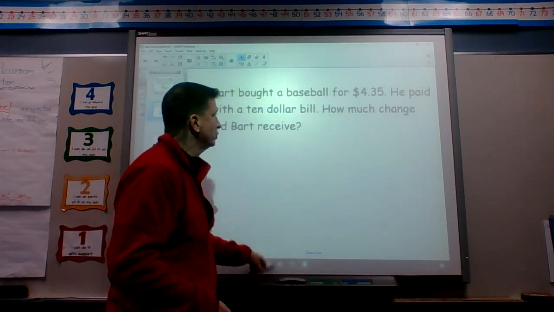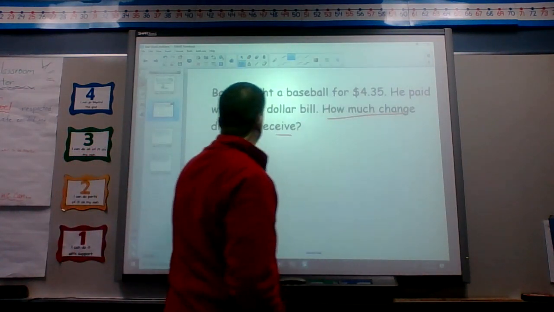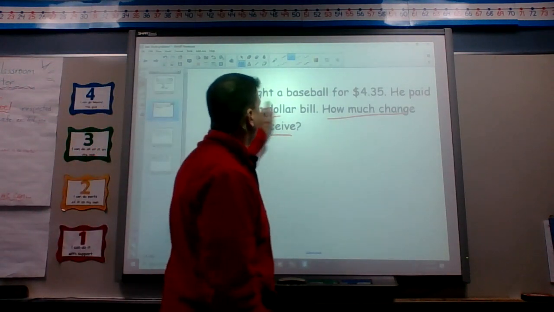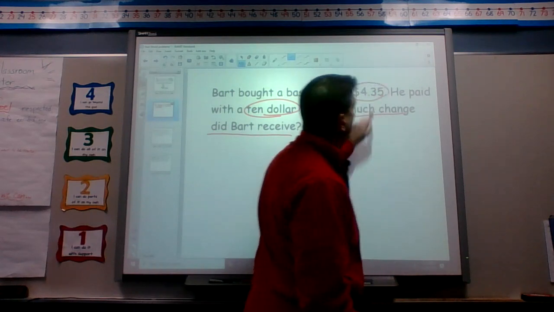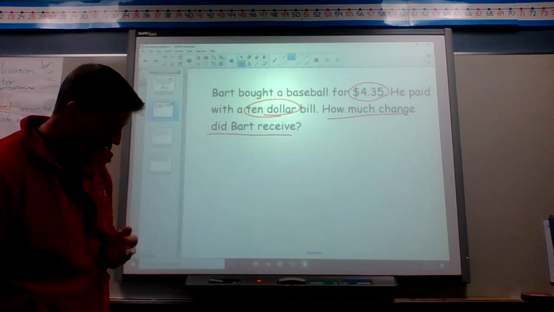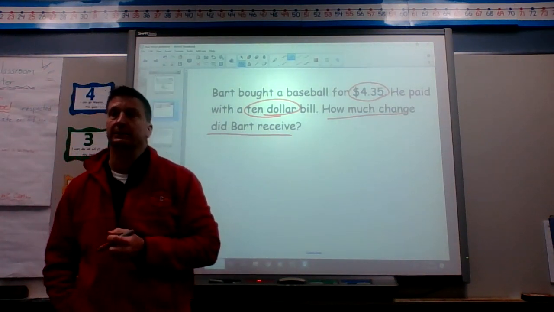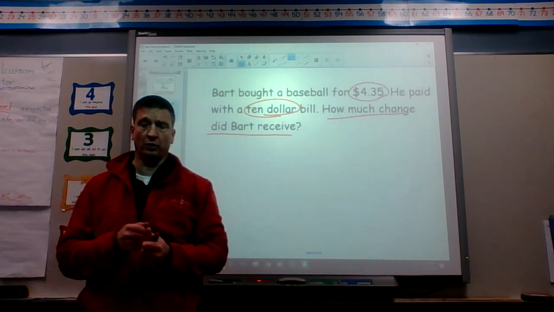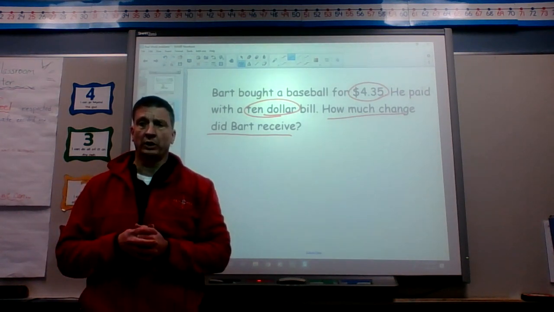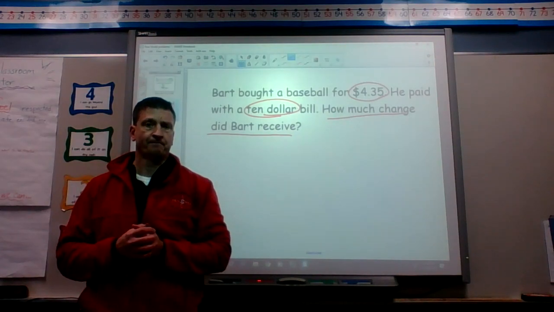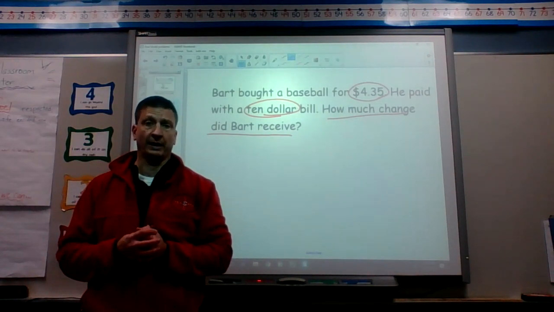So how much change does he receive is what I'm looking for. I know that $10 and $4.35, those are the important details that I need there. Now I have to figure out, what am I doing with this? I know what the cost was. I know how much Bart paid. What I don't know is how much he got back. So I have to be thinking about, how do I find that information? In this case, we would have to subtract.